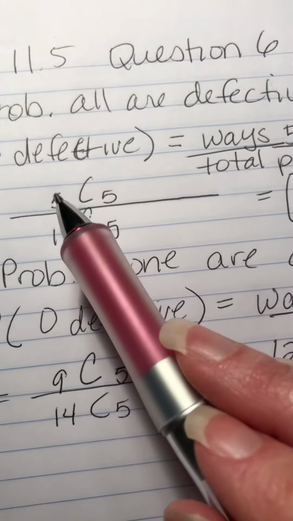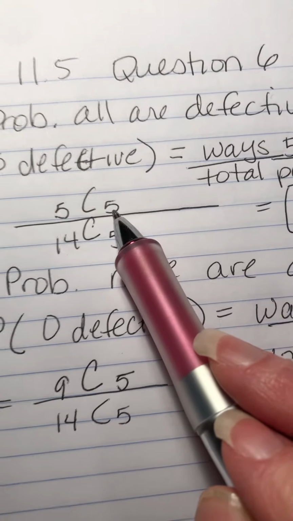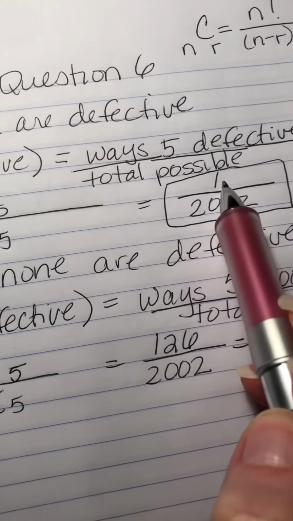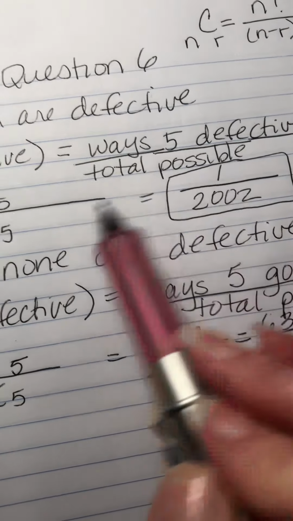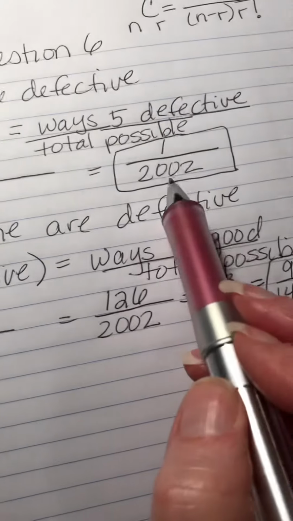Then if you have 5 defective transistors and you're selecting all 5, there's only one way to do that, and that's to select all 5. Please tell me if you don't know the steps between these two. So the answer is 1 out of 2002.